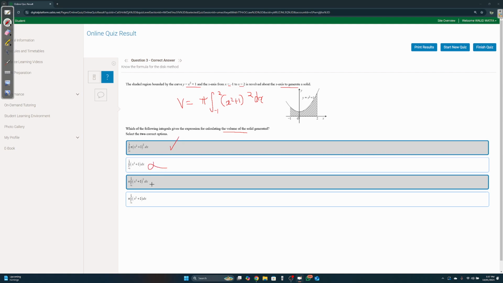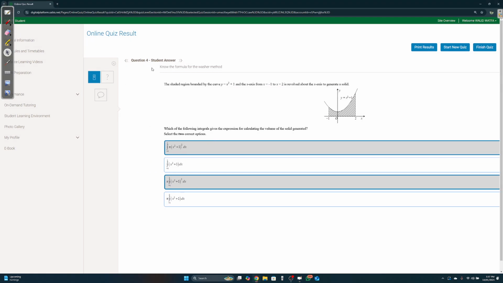So first one's correct, obviously. Second one, there's no pi, so it's wrong. This one, they just took the pi outside, it's correct. This one, there's no square, so it's wrong. Question 4.